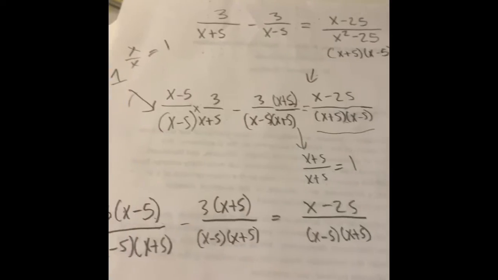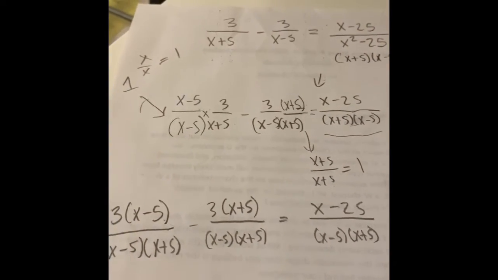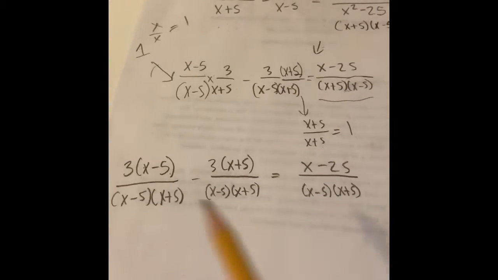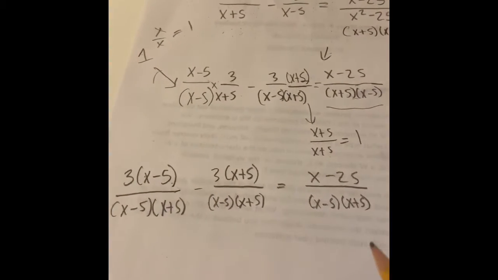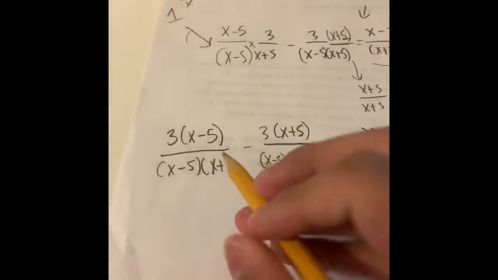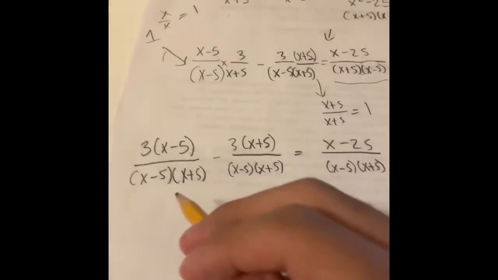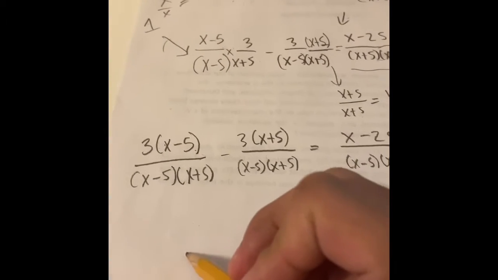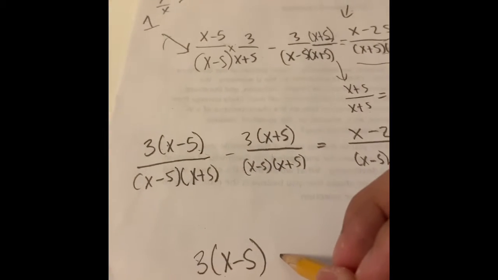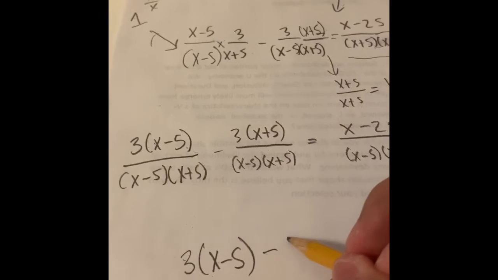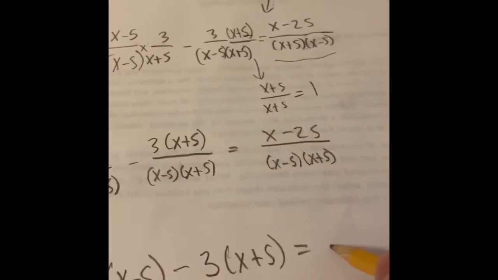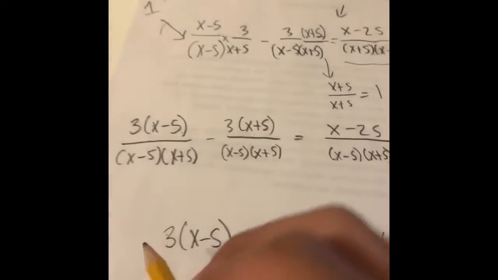So you see, now they all have the same denominators. With the same denominator, we can basically just take away the denominators, because all we need now is the top part. They all have the common denominator, so don't worry about that. Just take the denominators out of the equation. You see 3 times (x minus 5), and then you take minus 3 times (x plus 5) equals x minus 25. And that's our new equation.